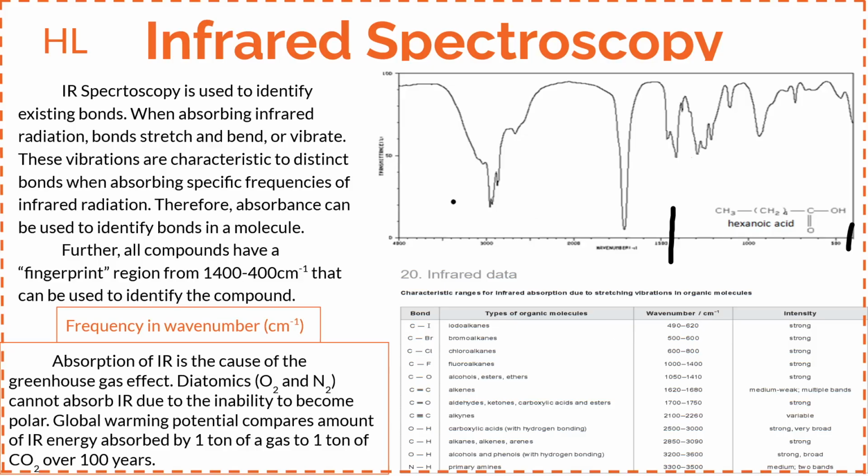Now, it's worth noting that absorption of infrared radiation is the cause of the greenhouse gas effect. Diatomics like O2 and N2 cannot absorb IR or infrared radiation due to the inability to become polar. Because the bonds stretch and bend in different ways, they often become polar. If it can't become polar, it's not going to absorb that infrared radiation. Global warming potential compares the amount of infrared radiation energy absorbed by 1 ton of a gas to 1 ton of carbon dioxide over 100 years. And so this is per gas.